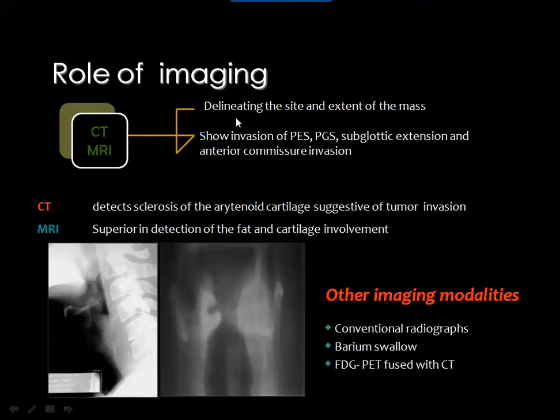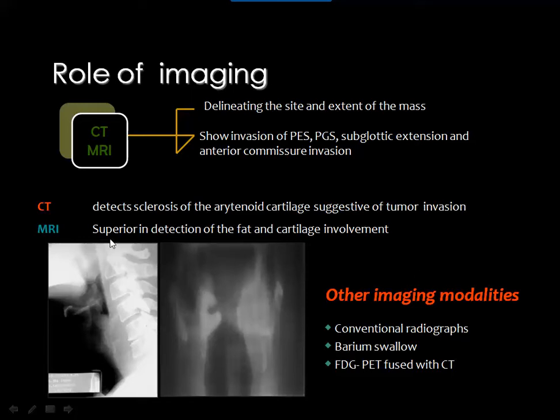Number one is to detect the site and the extent of the mass, which is very important if surgery is considered. Then to show invasion of the pre-epiglottic space, the paraglottic space, subglottic extension, as well as involvement of the anterior commissure. I will show all these findings immediately, inshallah. Then CT detects bone sclerosis, especially of the cartilage, which may suggest the possibility of tumor invasion, but is not a diagnostic sign of invasion.